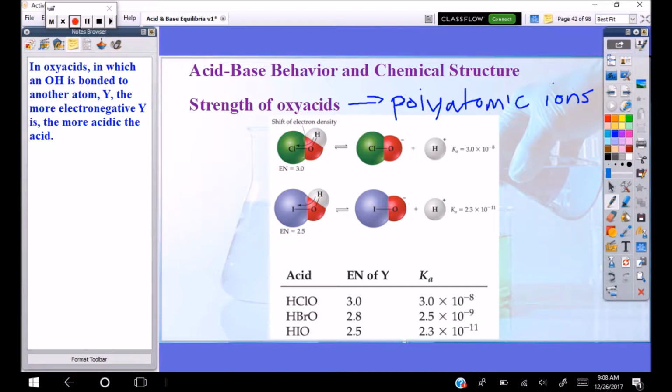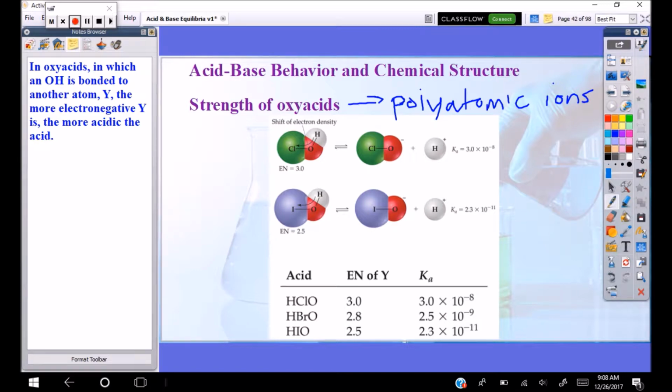So here, if we're looking at HClO, that is hypochlorous acid, that is still relatively weak, but it is more acidic than these other weak acids that we're looking at here. These are all weak acids, but they are all things with polyatomics in them.